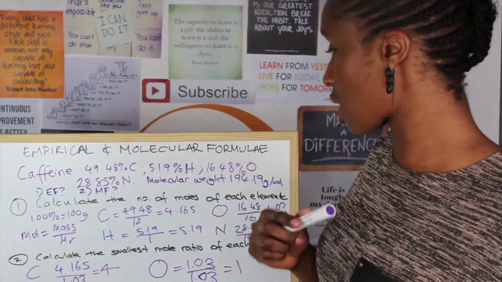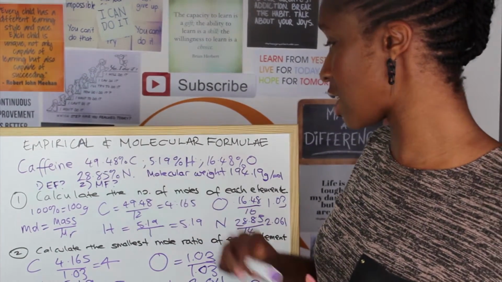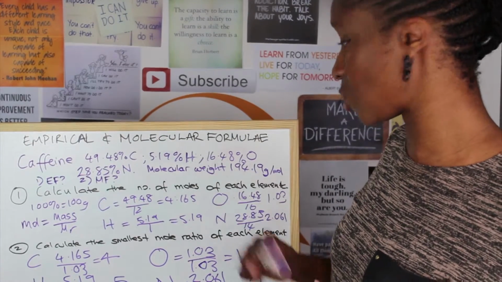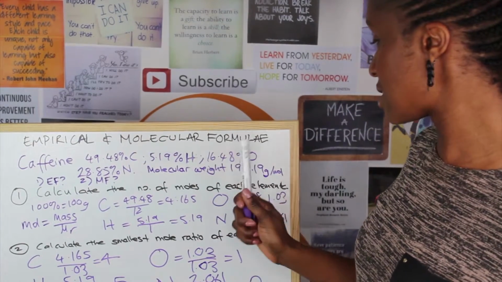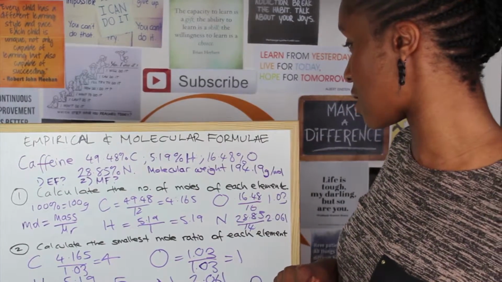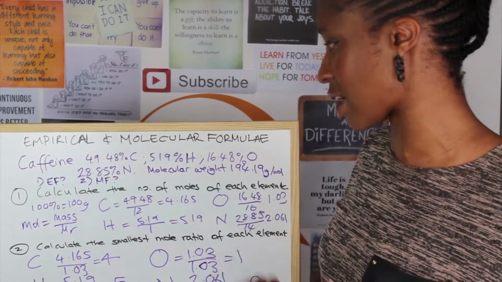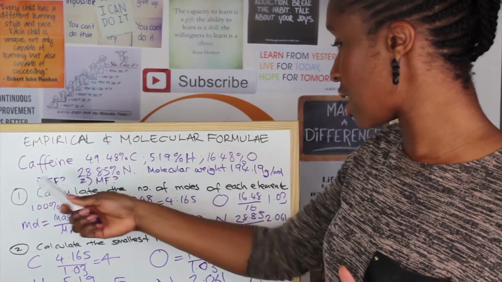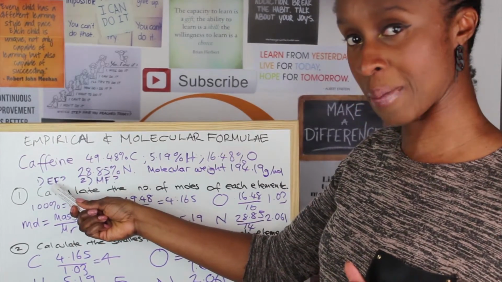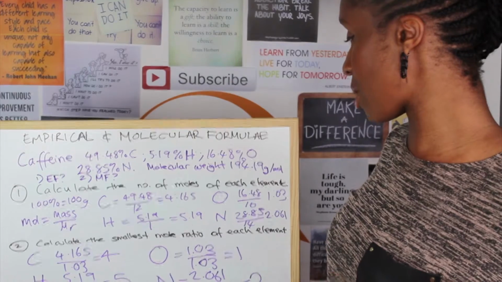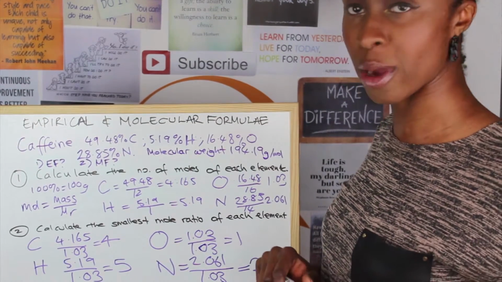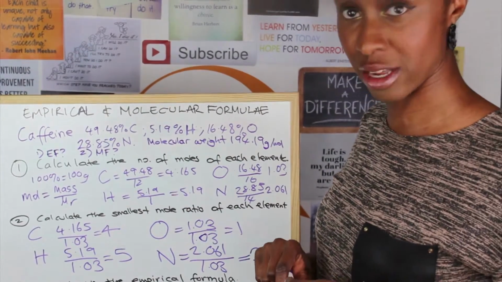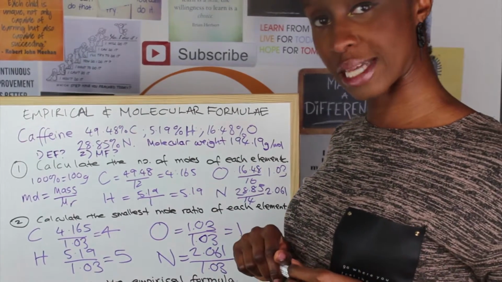Caffeine is said to contain 49.48% carbon, 5.19% hydrogen, 16.48% oxygen, and 28.85% nitrogen. You have two jobs. Number 1, calculate the empirical formula. Number 2, if the molecular weight of this is said to be 194.19, calculate the molecular formula. So let's go through that step by step.